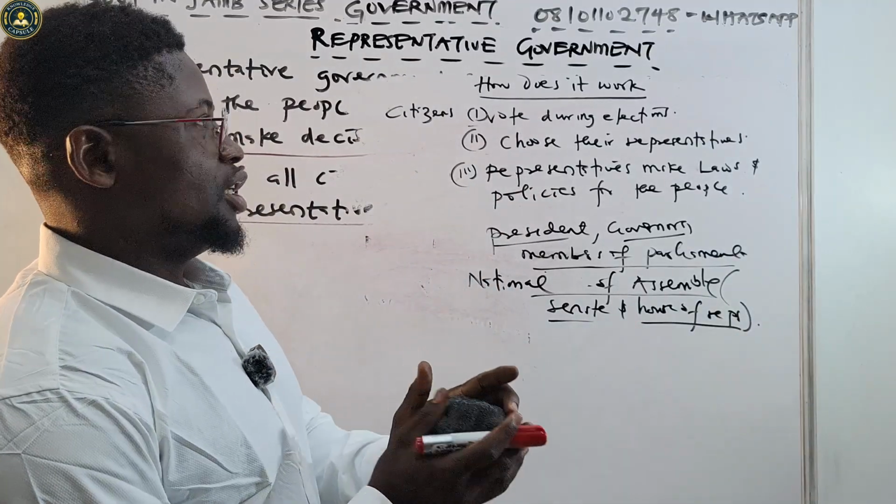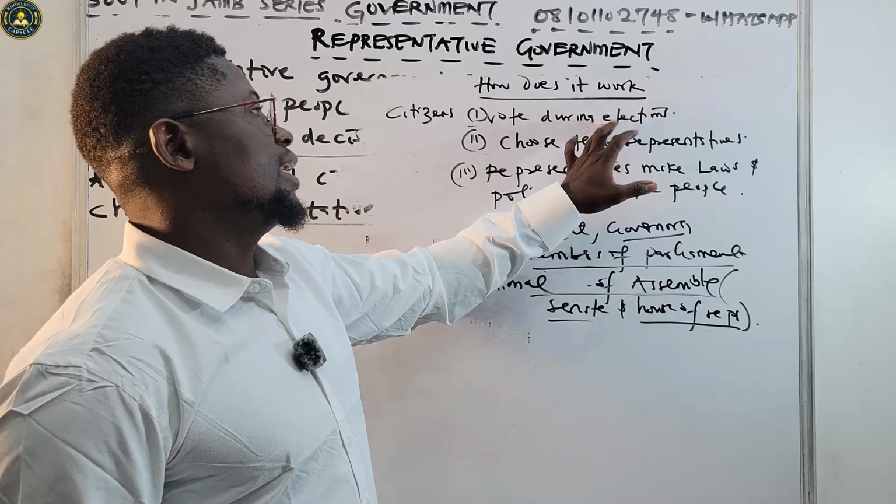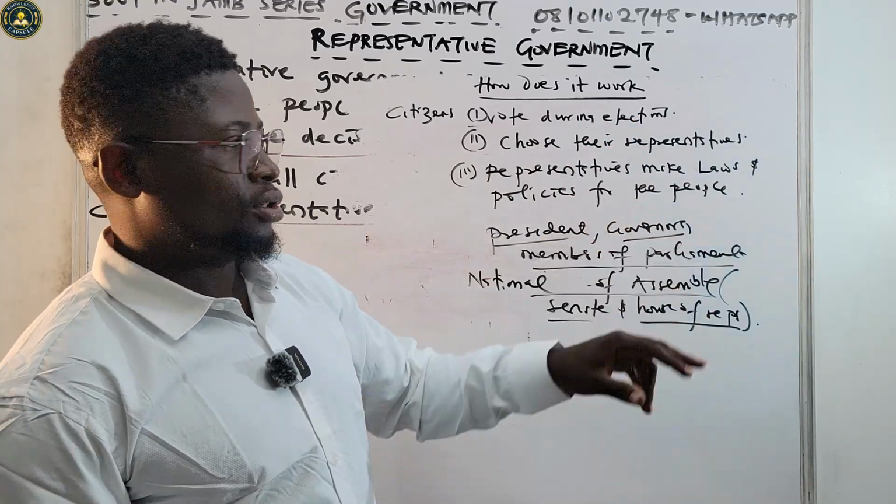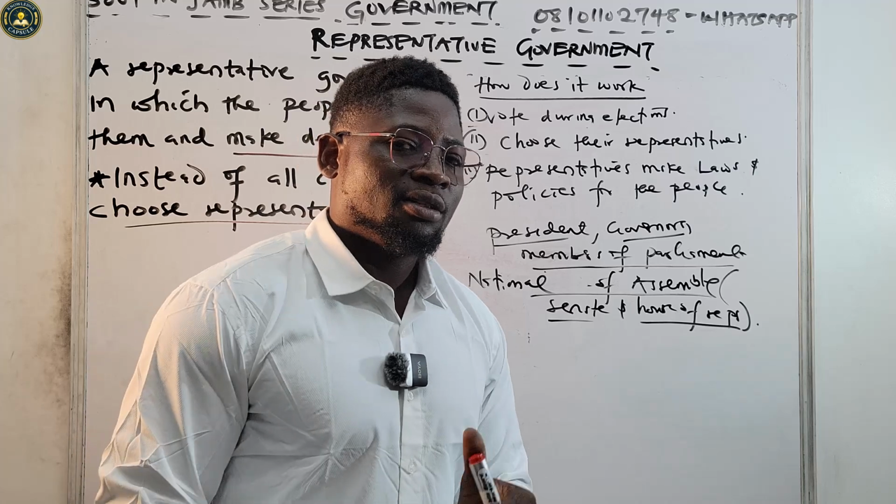So this is how it works. We vote during elections, we choose our representatives. The representatives now go and make laws on our behalf. So this is how it works.